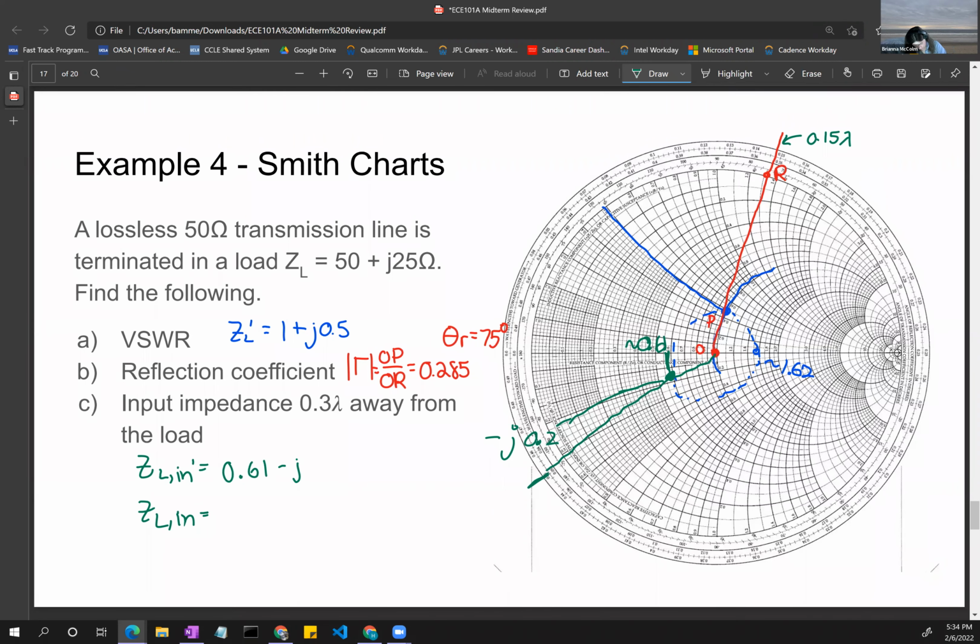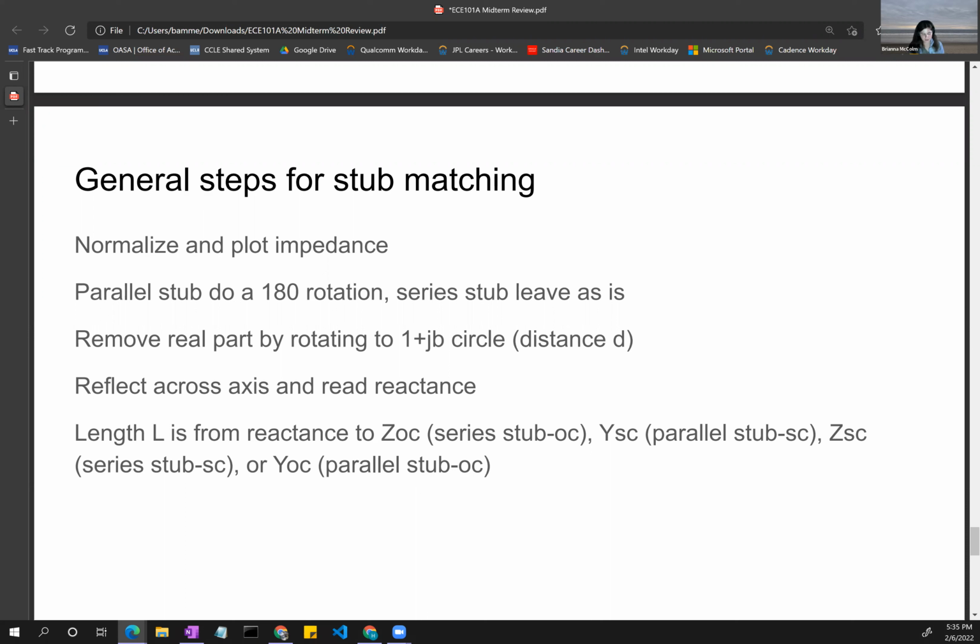So the first thing you're going to do is normalize the impedance and then find that impedance on your Smith chart. For parallel stubs, you're going to want to do a 180-degree rotation because you're going to be looking more at the admittances. For series stubs, you're going to be sticking with the impedances, so you don't have to do this 180-degree rotation. Then you figure out where you are on the Smith chart, figure out what your imaginary component is, and then figure out what you would need to add to get rid of that.